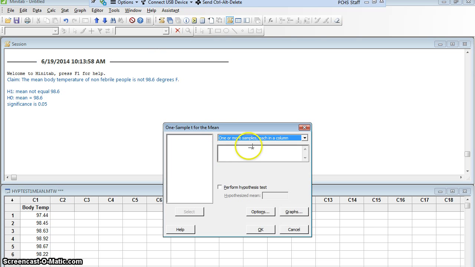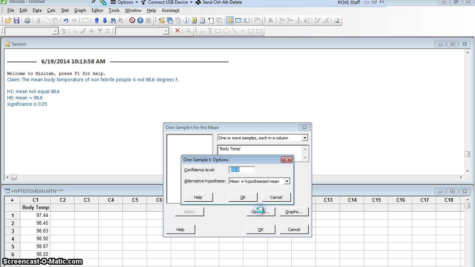All right, so now here I actually do have my data in a column, so that's great. I'm going to leave it at this. I could use summarized data if I didn't. You can see I have the other choice there, but I'm going to leave it as it is. And then I'll click in this box here and tell it which column I have my data in by double-clicking body temp. I'll now click in the box next to perform hypothesis test, because I'm not doing parameter estimation, I'm doing a hypothesis test. And what's the hypothesized mean? Well, the hypothesized mean comes from my null hypothesis, which is 98.6.